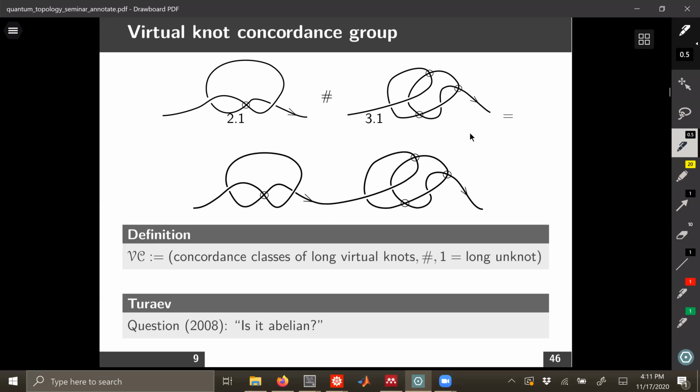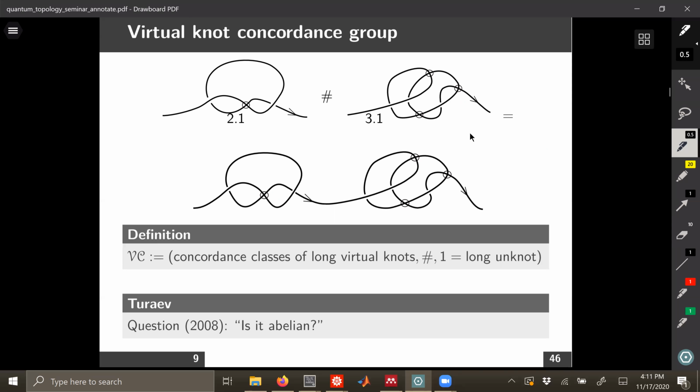If you look only under equivalence, this is generally not going to be a group because you don't have inverses, in the same case that you have for classical knots. But if you consider them up to concordance, you do get a group structure where the operation is concatenation and the identity element is just the long unknot. So just think of that as, say, the x-axis or something.